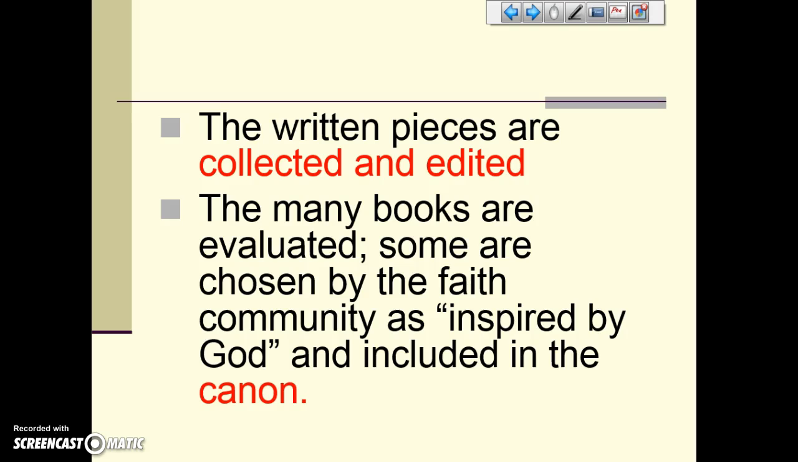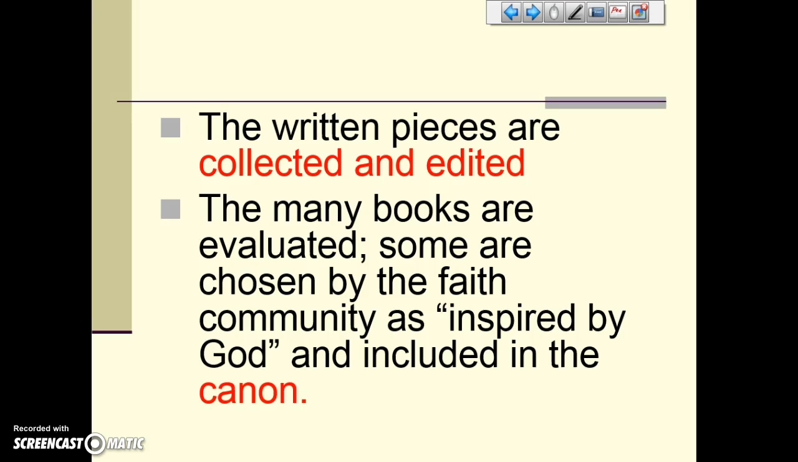The 5th and final step is that the many books are evaluated, and some are chosen by the faith community as inspired by God and included in the canon. Now, when I say canon, I don't mean like the kind that set a cannonball at St. Ignatius, but rather I am referring to the books that made it into the Bible. Now, when we say inspired by God, we're going to really unpack what that means next week.